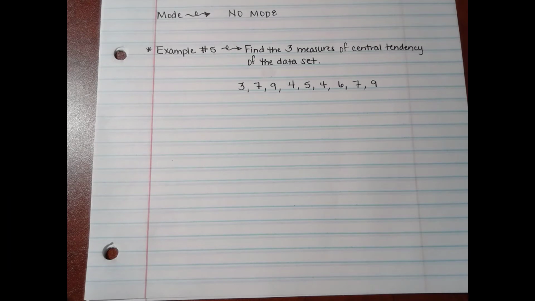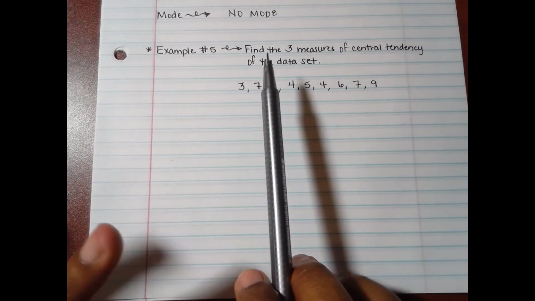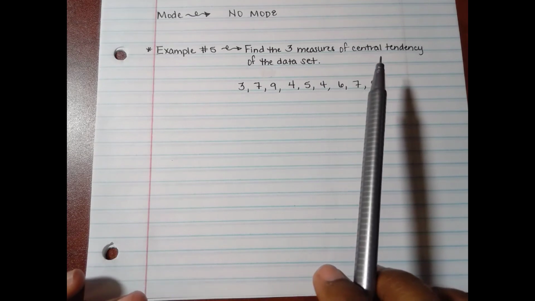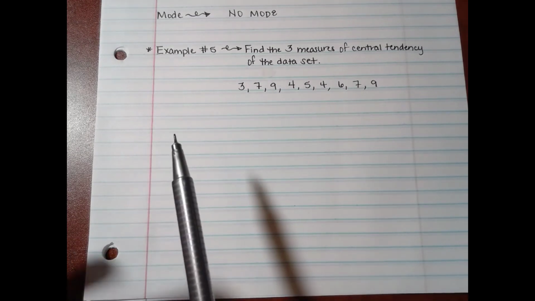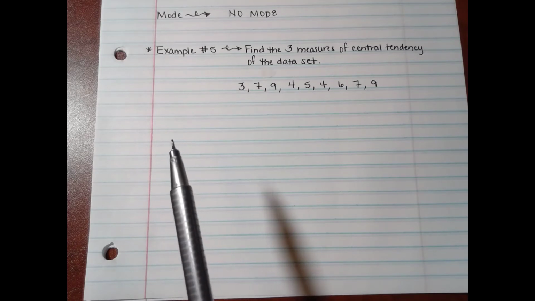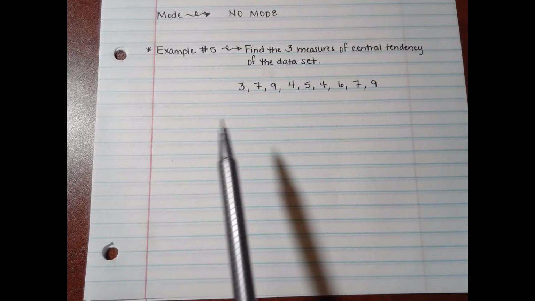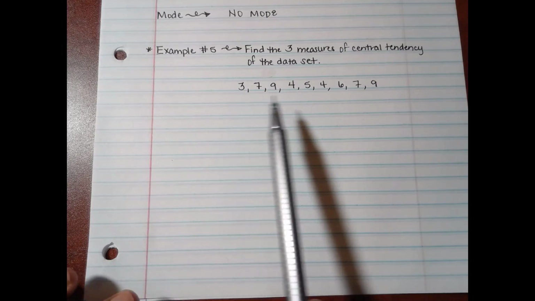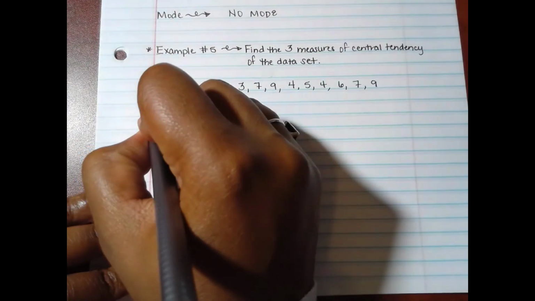Our last example is example number 5. And it says, find the 3 measures of central tendency of the data set. Well, the 3 measures again are mean, median, and mode. So they want us to find all 3 of the central tendencies for this one data set. So the first thing we're going to find is the mean.